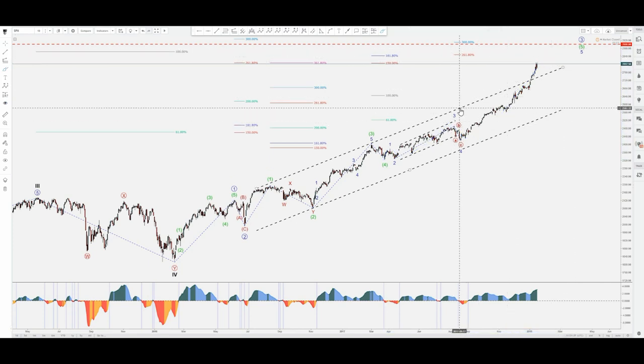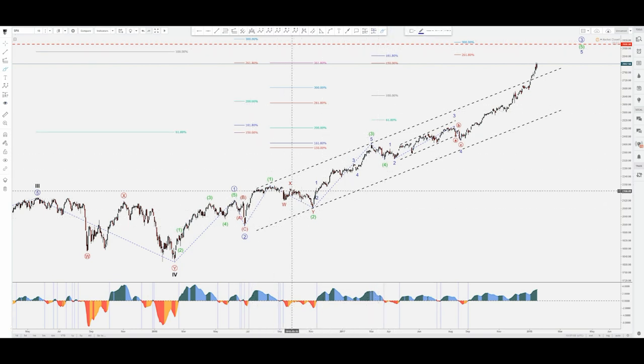Therefore, this obviously explains the massive rally that U.S. indices are facing, including Nasdaq, including Dow Jones, and all else. Yeah. So let's move on a little bit.